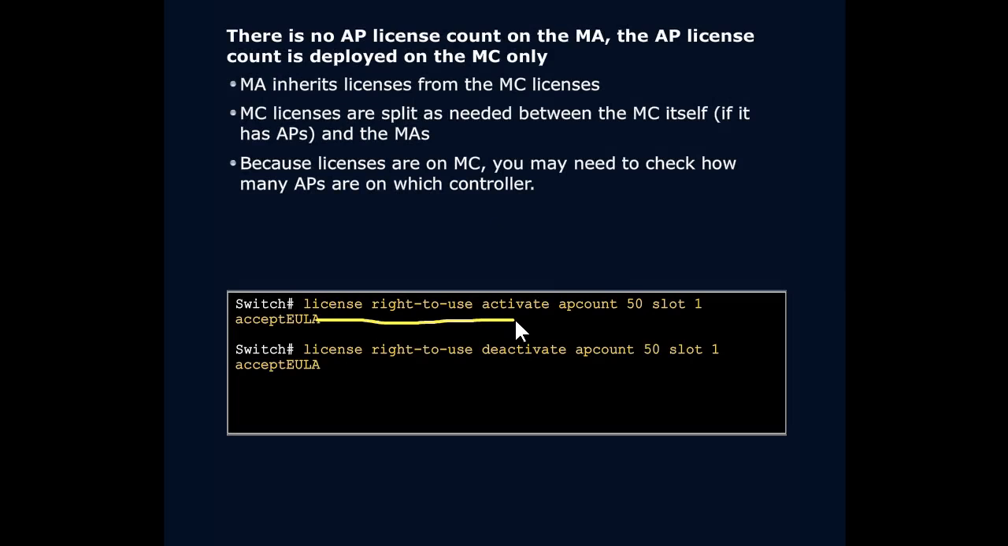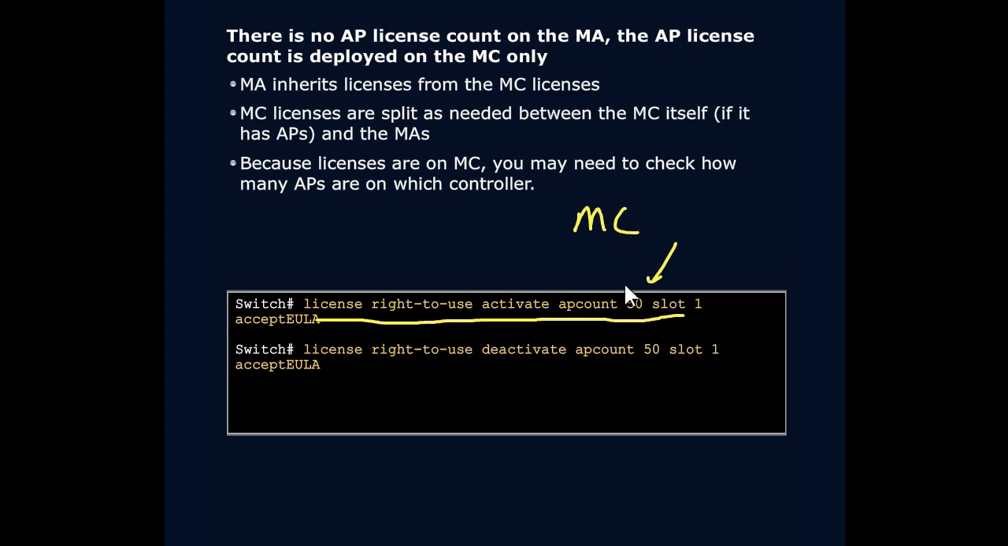License right-to-use activate AP count 50 slot 1 accept EULA. So in this case, what we're saying is I want to enable support for 50 more access points. Now, where you're going to do this is on the mobility controller, and that's important to remember.